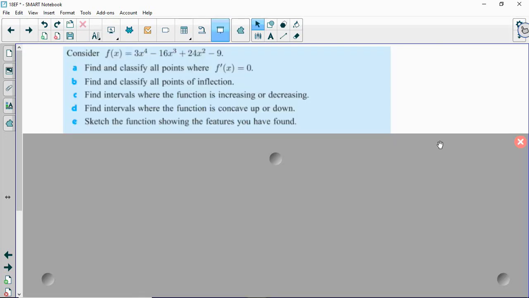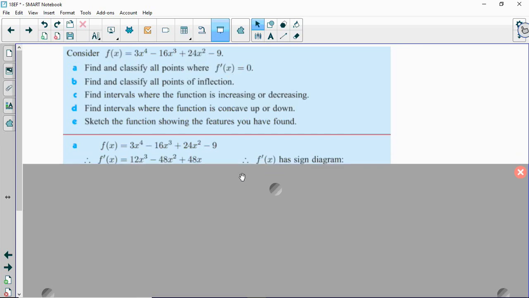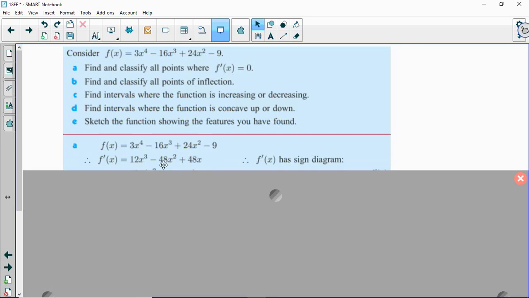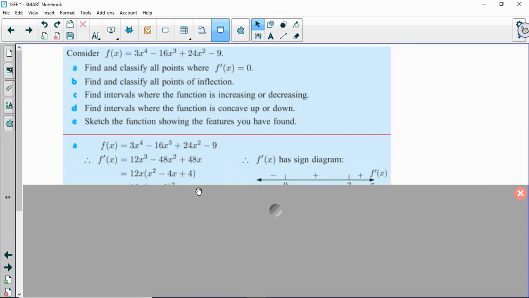So here's our first big example of putting this all together. We are going to, down in part E, sketch this cubic function. All right, so first we're going to find all the places where the derivative is equal to 0. That should be easy enough. We're going to take its derivative. We get a cubic. Conveniently, this is factorable. We take the x out and we get a quadratic left over.